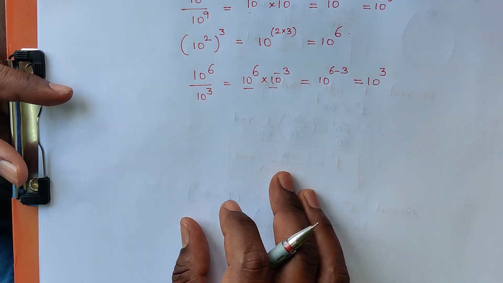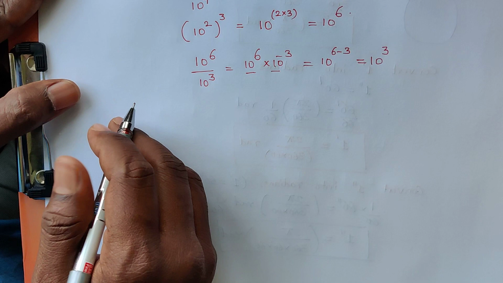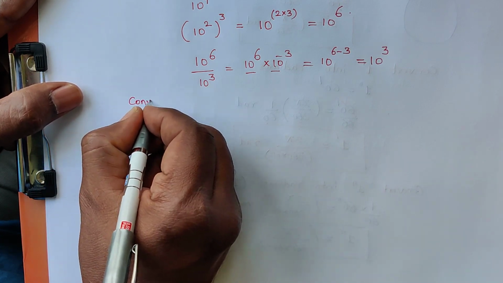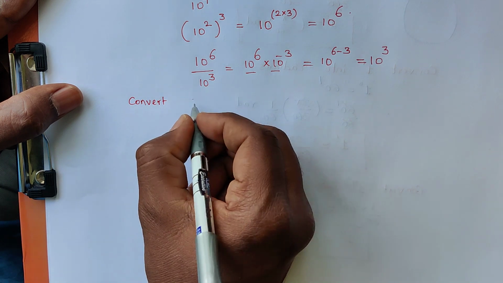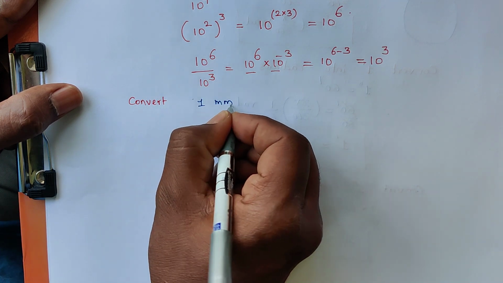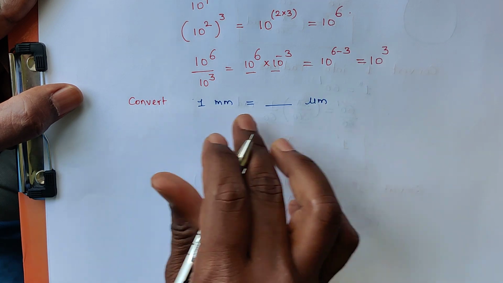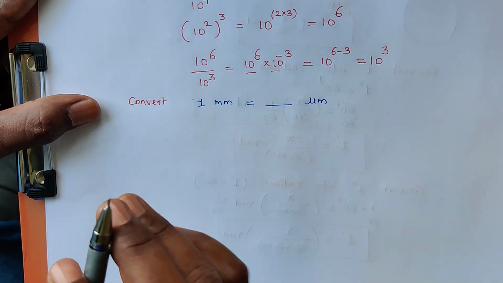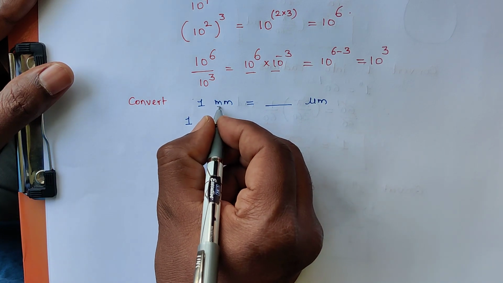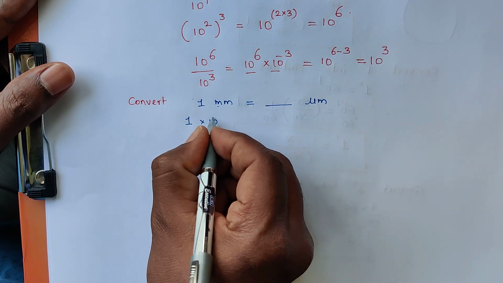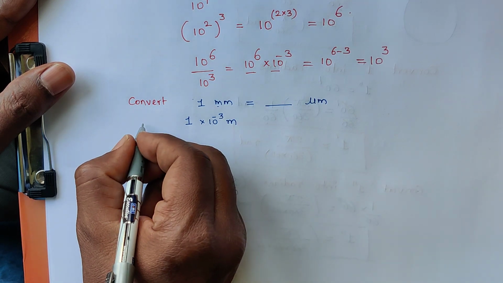Now I would like to enter into our physics topic again. Convert 1 millimeter into micrometers. 1 millimeter equals how many micrometers? Simple logic: we have discussed this already in prefixes. Milli is nothing but 10 to the power of minus 3 meters.